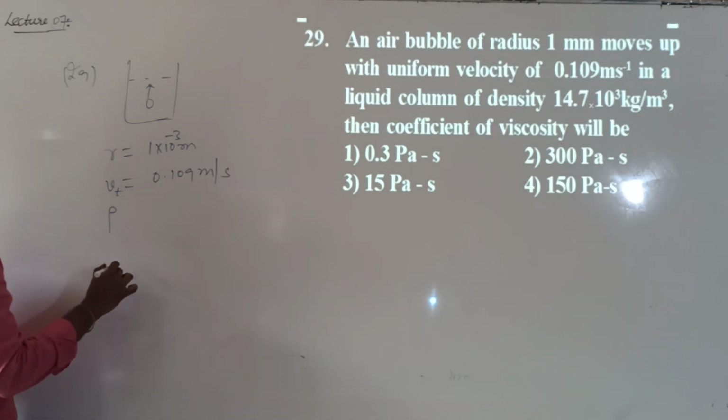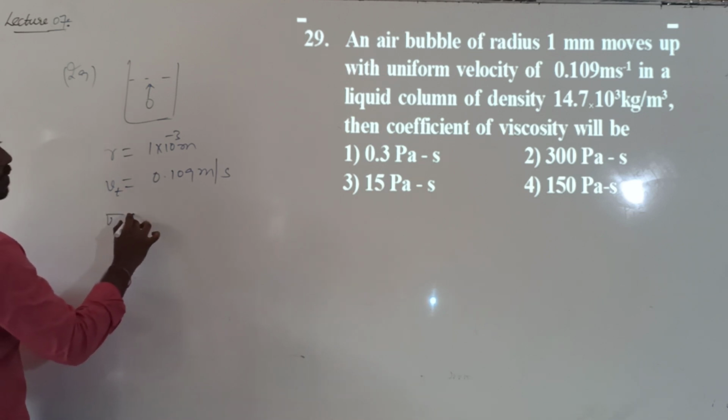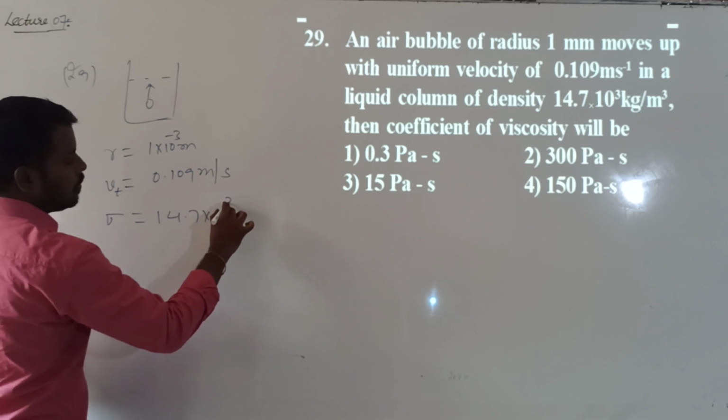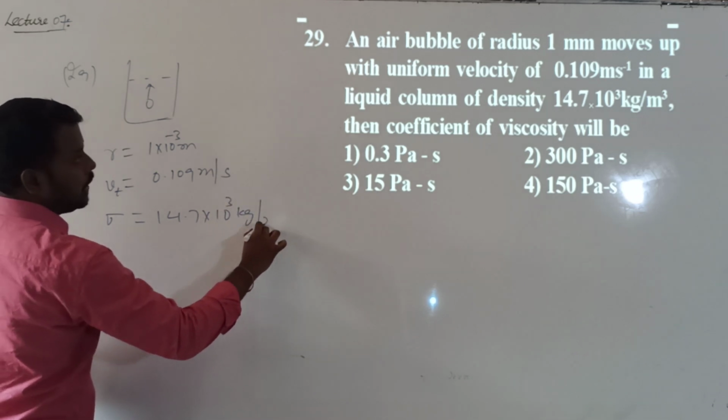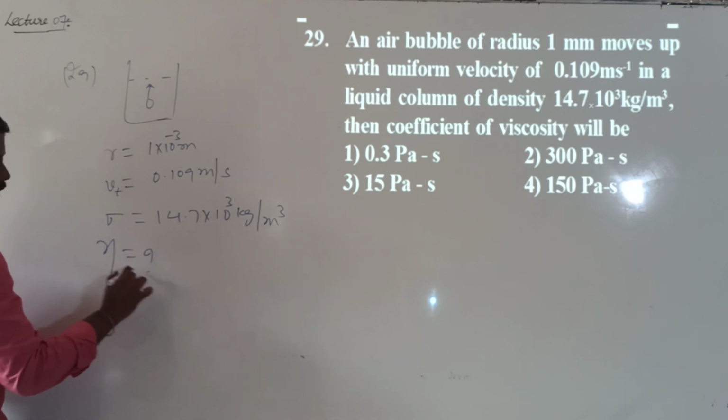What is the density of the liquid? Liquid density is called sigma, and the sigma value is 14.7 into 10 to the power of 3 kilogram per meter cubed. They are asking us to calculate the coefficient of viscosity.